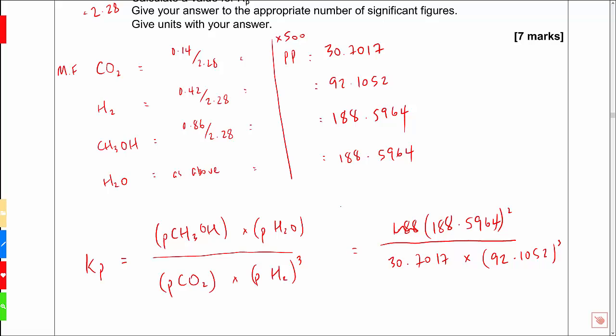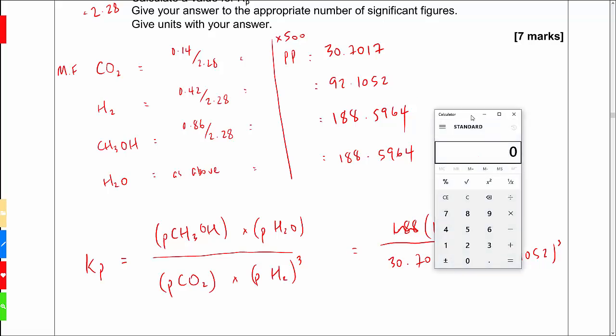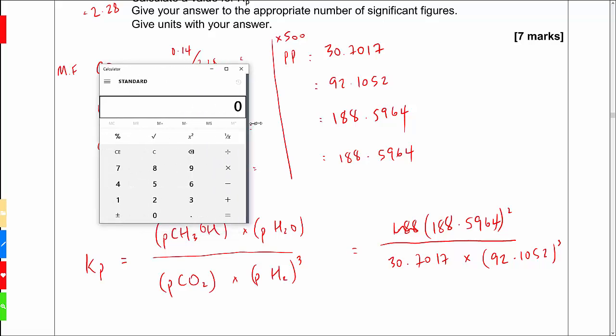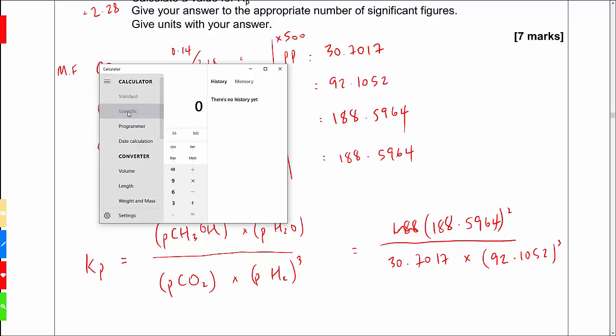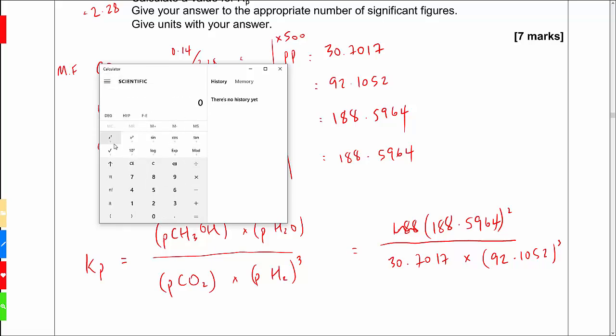Oh, these numbers. This is not what I needed right now. Let's see if this will even work. Can I make this scientific? Oh, look at that. What is this? Oh, no, undo. Okay, I think this will work. 188.5964 squared. It's a massive number. So we'll keep these numbers here, and hopefully this will work.